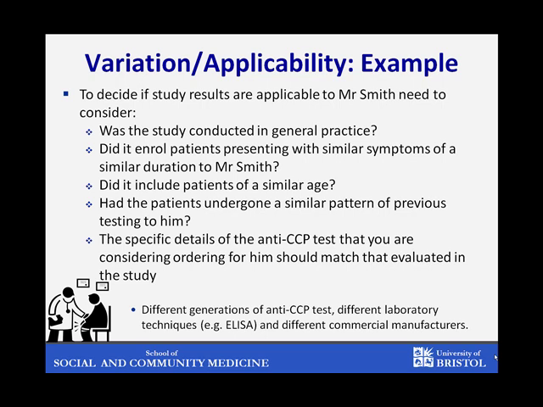Do the patients that the researchers enroll present with similar symptoms and similar duration to the individual patient that you're looking at? Are they of similar age? Have they gone through a similar pattern of previous testing? And also, for example, was the anti-CCP test reported in the paper the same as what your laboratory undertakes here? There have been future generations of anti-CCP tests, and the techniques used have also varied, as have the commercial manufacturers.